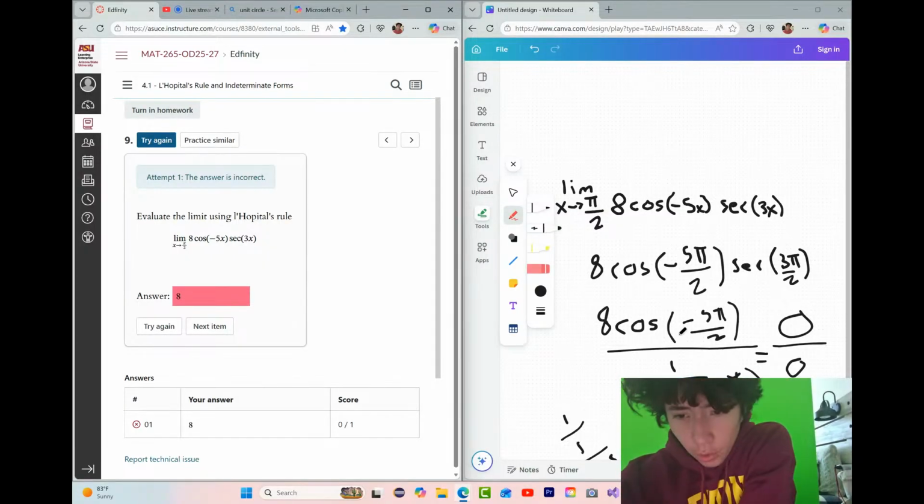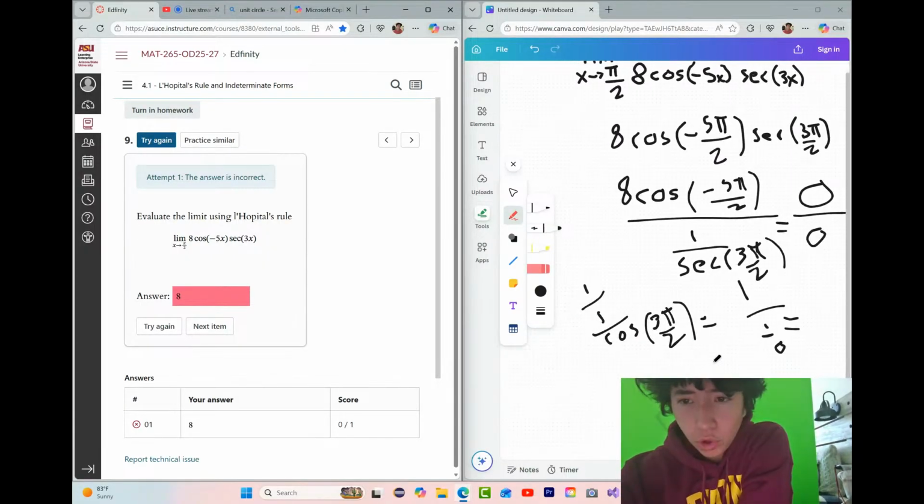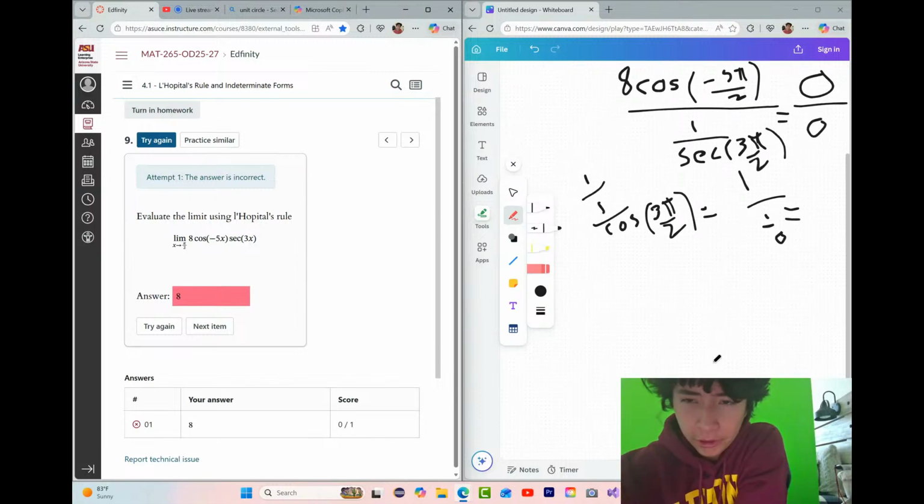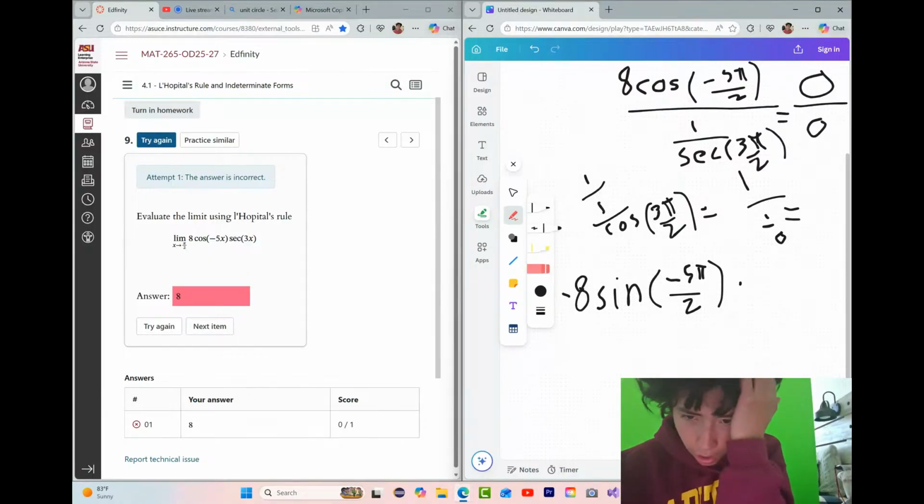I mean, we did arrive to a quotient. So we do L'Hopital's rule on the quotient, I think. So we have negative 8 sine of negative 5 pi over 2 times... hold on, wait, what? Where's x? Oh, wait, we have pi over 2. So, oh wow, this is actually kind of tough.